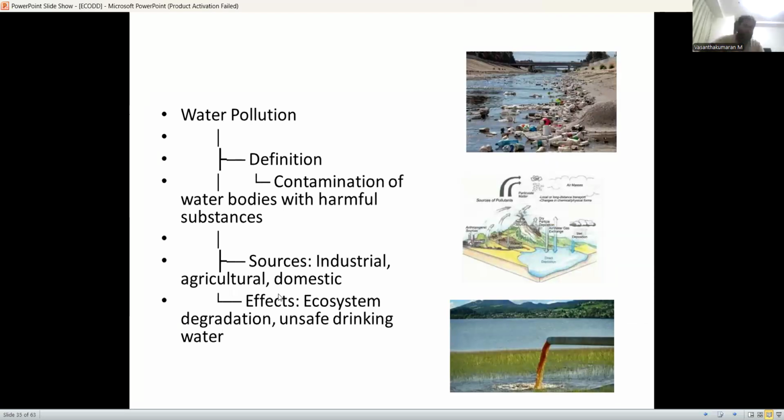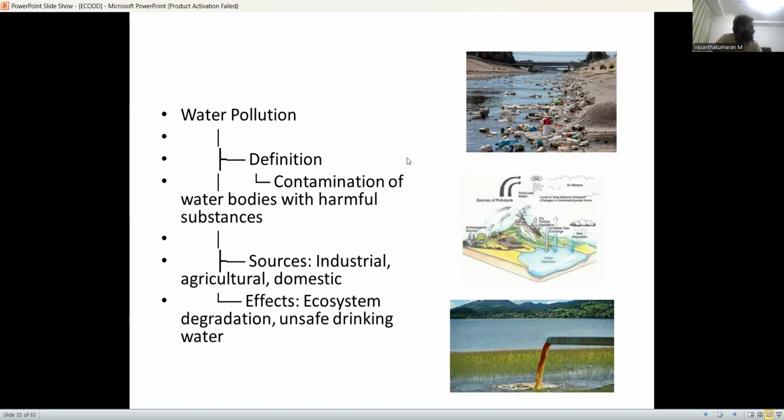Next we are coming to water pollution. Contamination of water bodies with harmful substances is called water pollution. Different sources have been identified, like industrial, agricultural, domestic and others. So it is degrading our own water ecosystem. Water is very important to human beings. We should be hydrated every day, but we are not drinking very pure water nowadays.